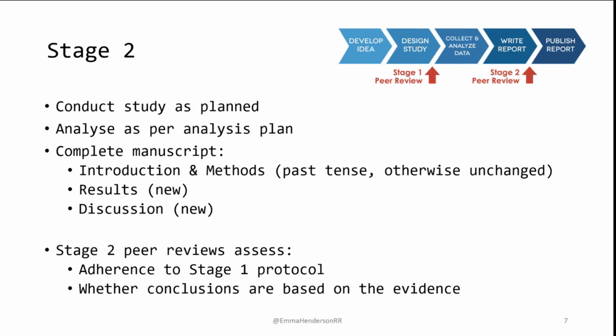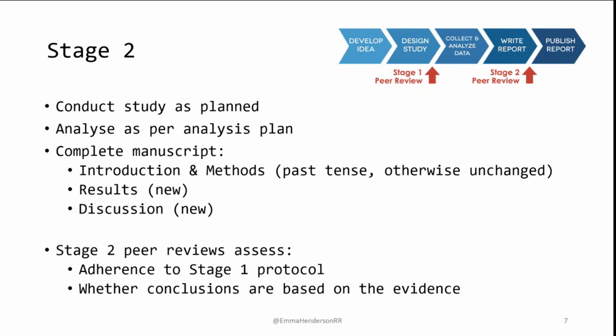So you conduct your study, you analyse it as per your analysis plan from the stage 1 registered report, and then you complete your stage 2 manuscript. So your stage 2 manuscript is, you've already got your introduction and your methods from the stage 1, that's already written up. All you would do there is change it from being 'we plan to do this' to 'we did do this'. Those are the only kind of changes you would make. And then you write your new sections, so your results section and your discussion section.